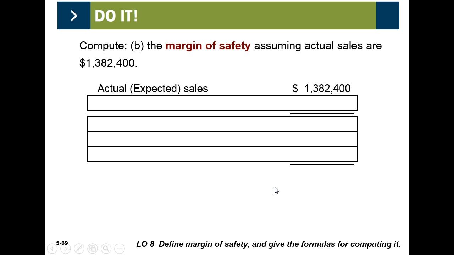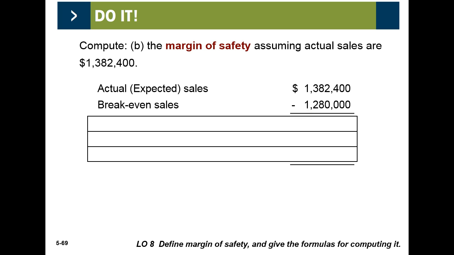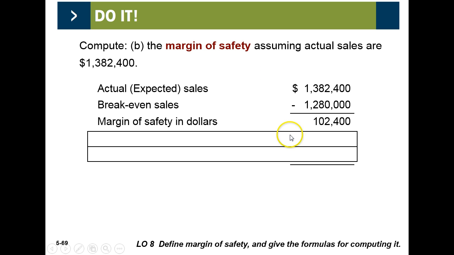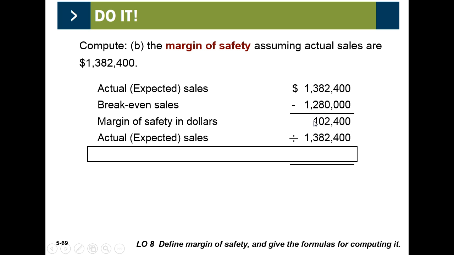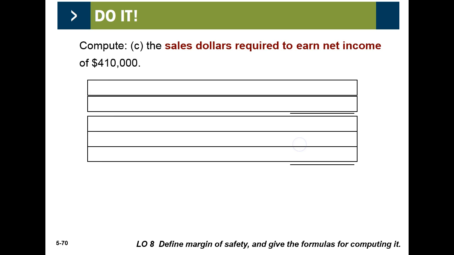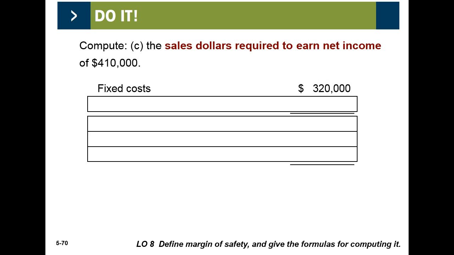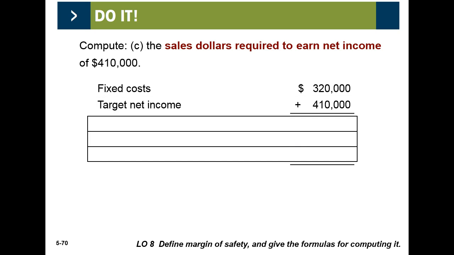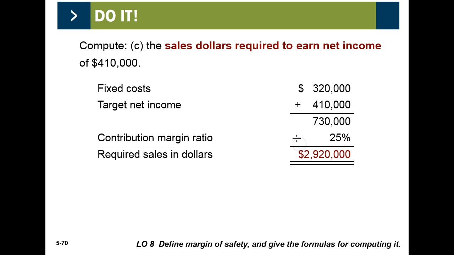Then, for the margin of safety, we take our actual sales minus what we determined our break-even sales are. We divide that by our sales to come up with our ratio of 7.4%, the cushion between our break-even and what we expect our sales to be. Then to compute the dollars required, if our fixed costs are $320,000 and we want to make $410,000, we use our contribution margin to determine how many dollars of sales we really need to make.